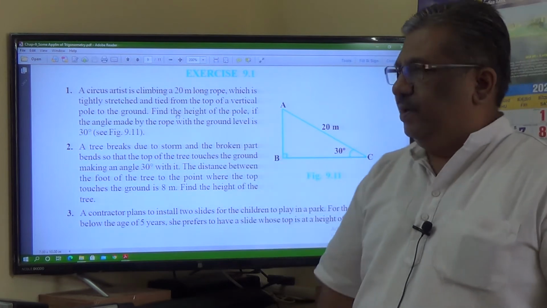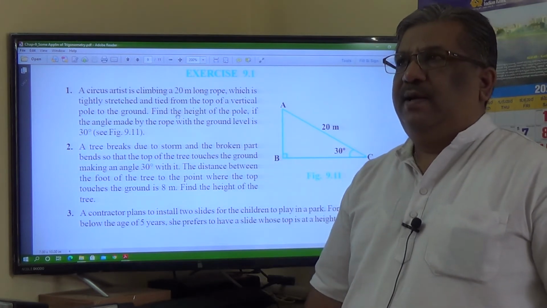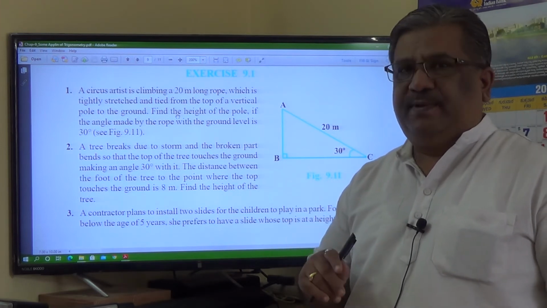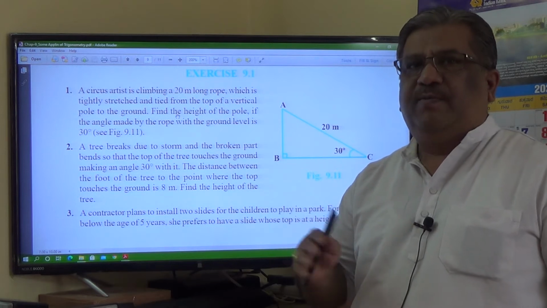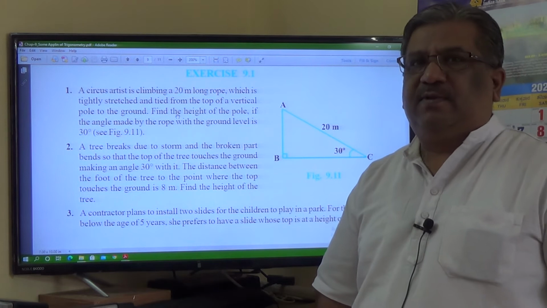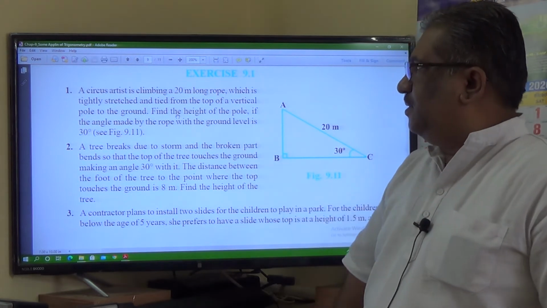Exercise 9.1 we will go through. In my last lecture, there were two example numericals which were left, and I hope you must have completed the same. If not, the last two example sums you are requested to complete, and now we will proceed with exercise 9.1.